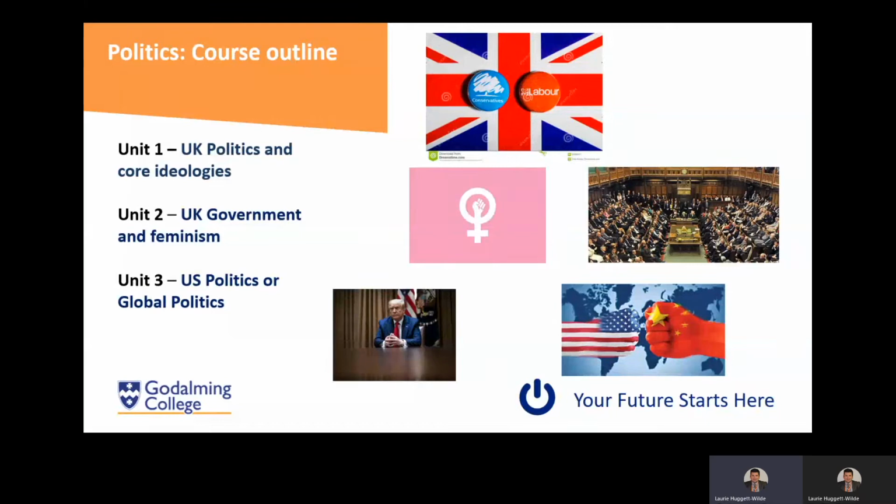here at Godalming. You study 3 units as part of the course, looking at UK politics and the core ideologies of socialism, liberalism and conservatism. Alongside that, you look at UK government and feminism, and then in Unit 3 you have a choice between either American politics or global politics.